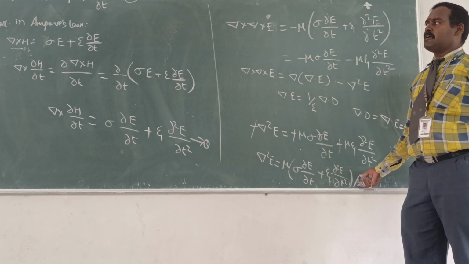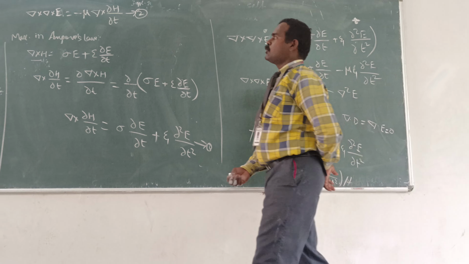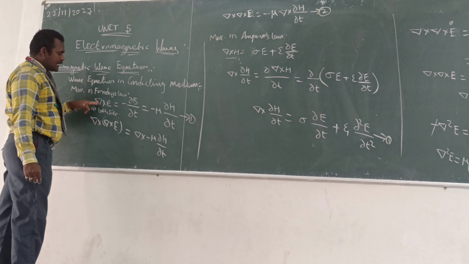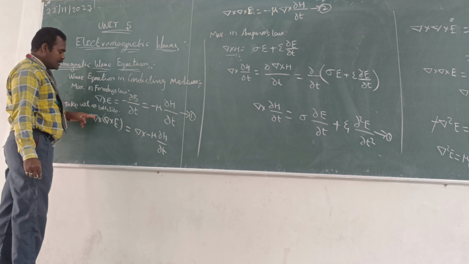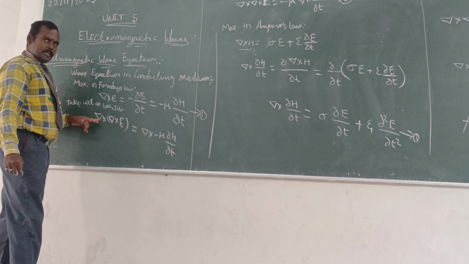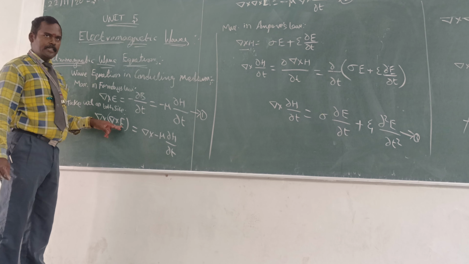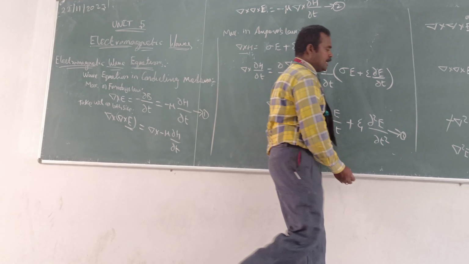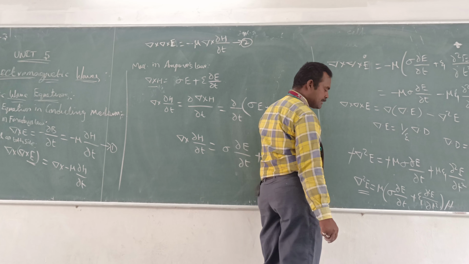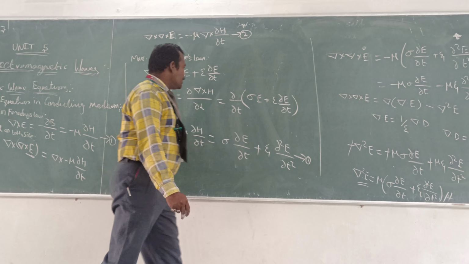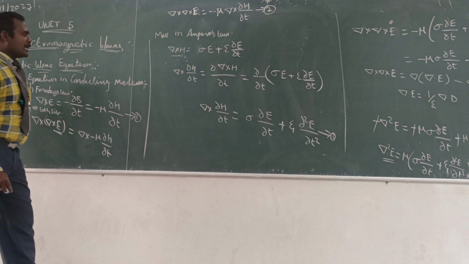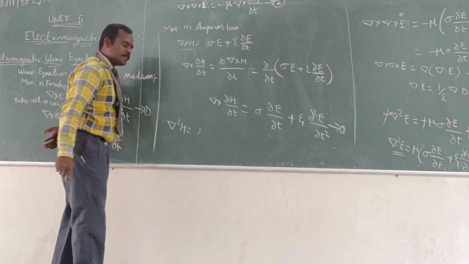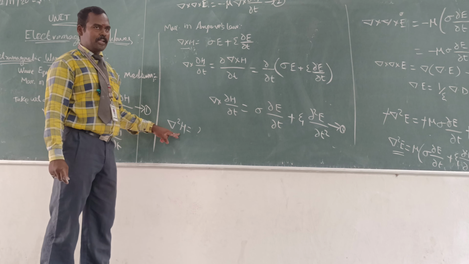Similarly, the magnetic field equation can also be derived from these two laws. Here we considered Faraday's law initially, where del cross E is there. At the end we found del square E, that is the electromagnetic wave equation in the electric field. Similarly, you can find del square H, that is the electromagnetic wave equation in the magnetic field.